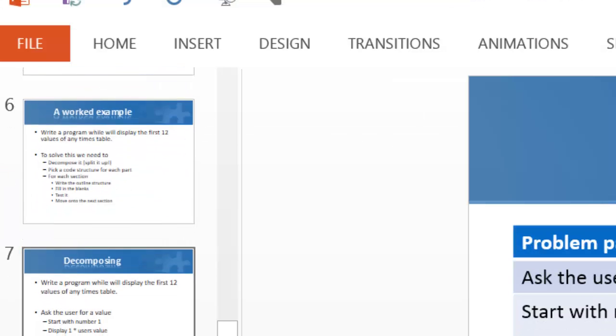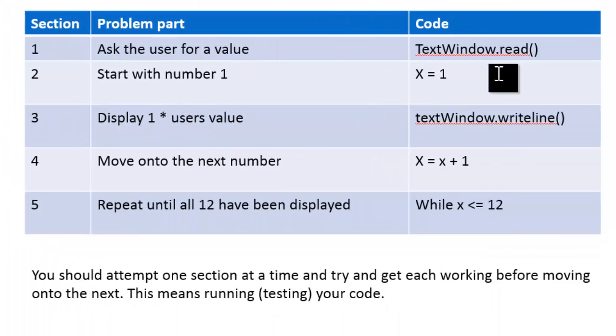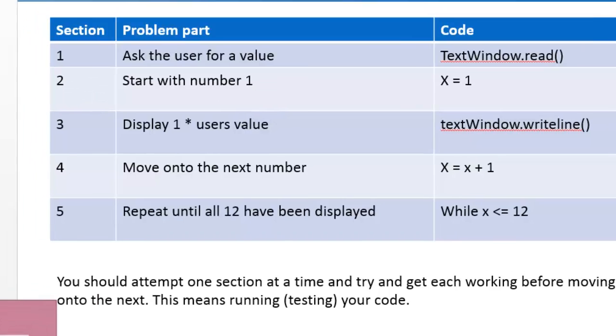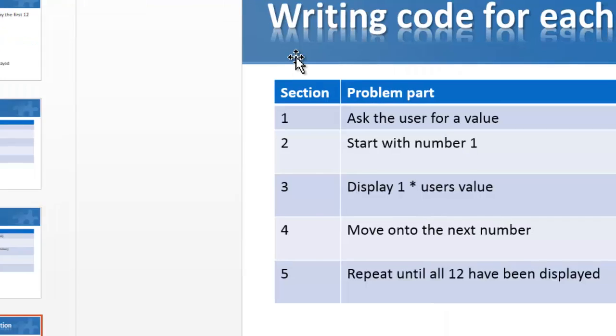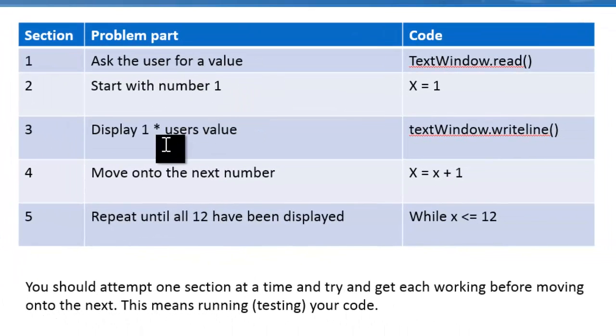Let's go back to the sections. So section one has been written. So let's do section two. I need to start with the number one. Okay, well, that's very easy. I'm going to start with the number one. And that's just that bit of code there. That's nice and easy. So sections 1 and 2 have been done.